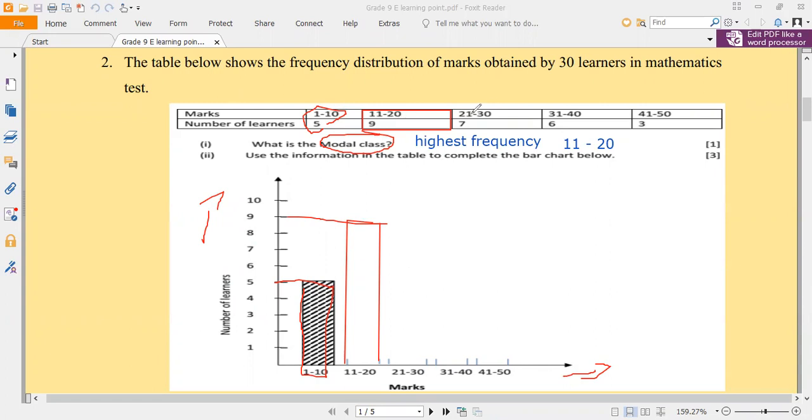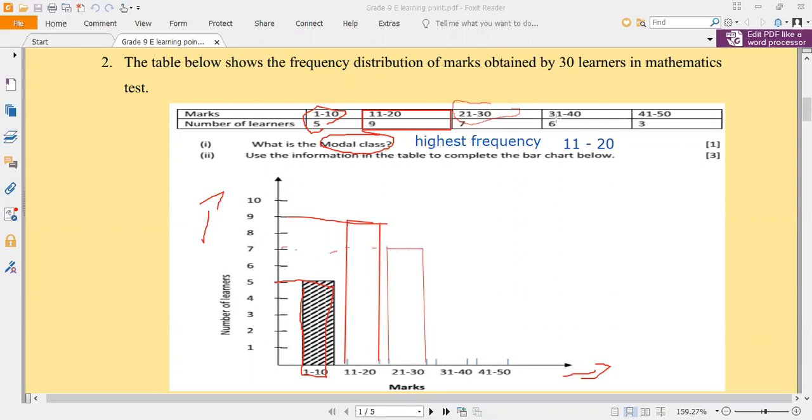the other one. The other one is 21 up to 30. There are 7 of them. So 7 is somewhere there. Okay, so we draw another line from here all the way up to that, and then we have another one from here up to that, and then we join these 2 lines. Okay, so that is how we do it. And remember, these must be shaded.